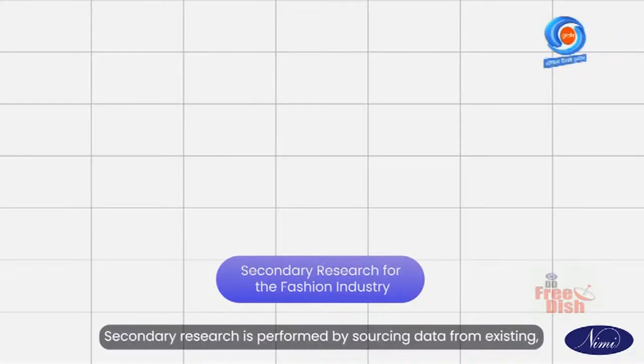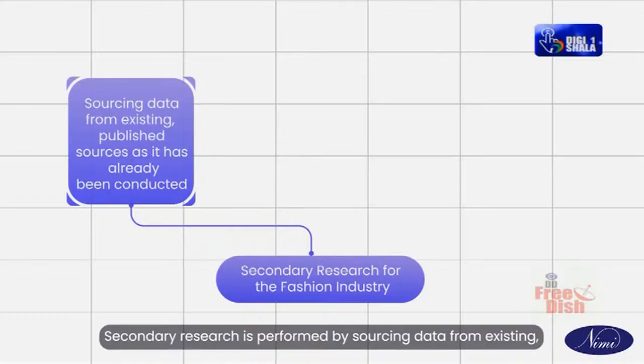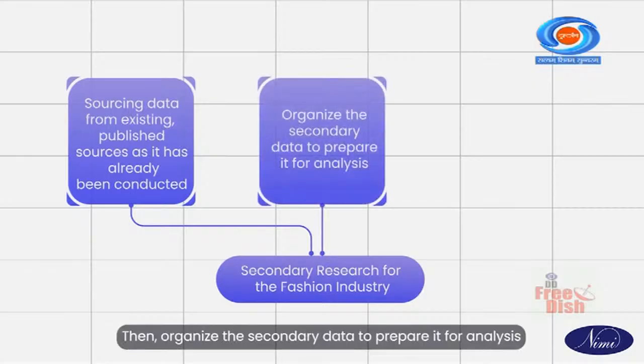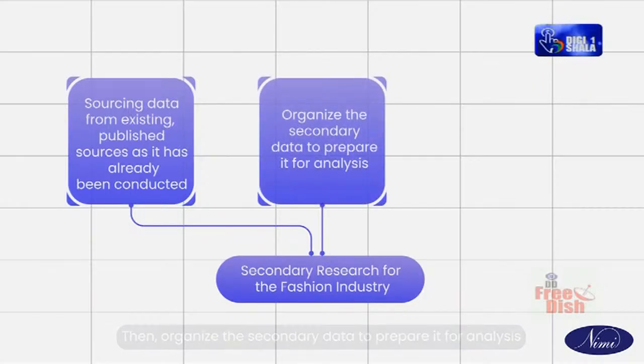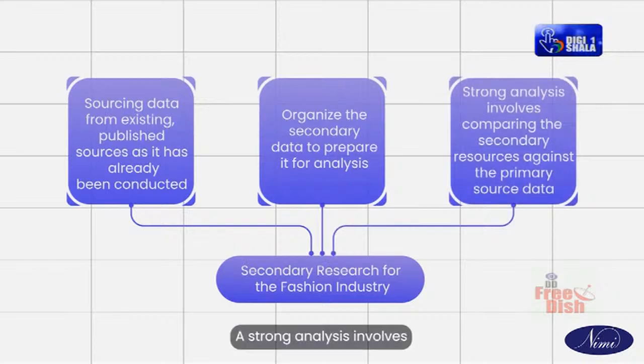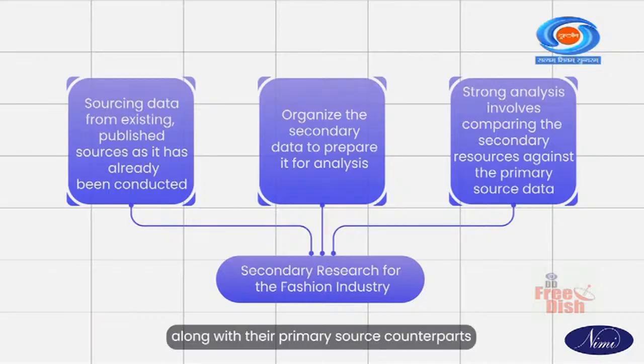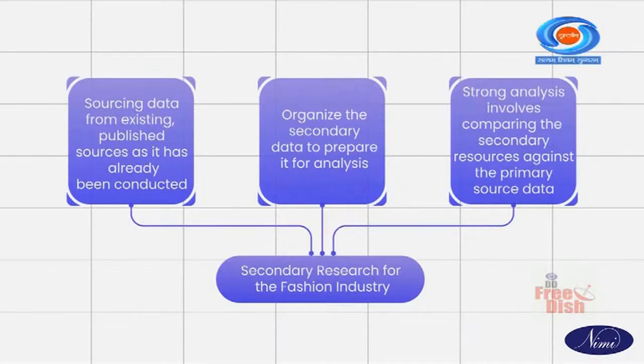Secondary research is performed by sourcing data from existing published sources, as it has already been conducted. Then, organize the secondary data to prepare it for analysis. A strong analysis involves comparing the secondary resources against each other, along with their primary source counterparts.